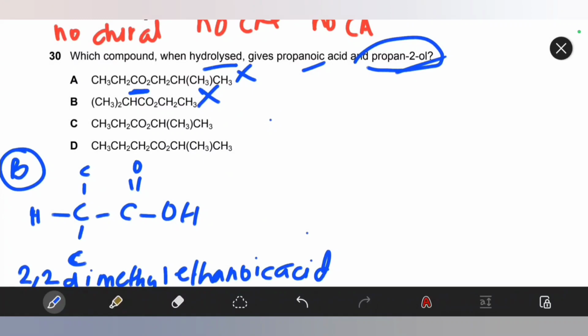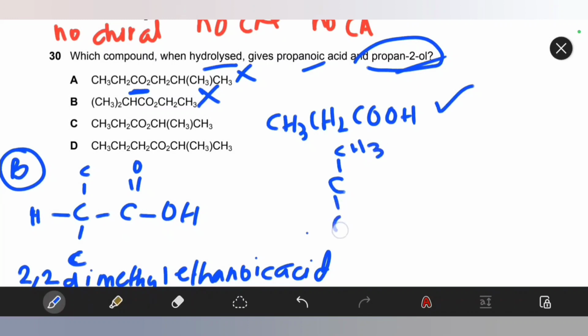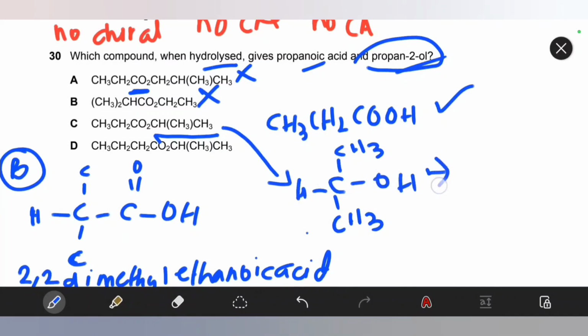C: the part before the ester bond gives us CH3, CH2, COOH, which is propanoic acid, and the part after the ester bond gives us the alcohol, which would be CH3, CH, CH3, OH. So this is propan-2-ol. So this follows. C is the right answer.